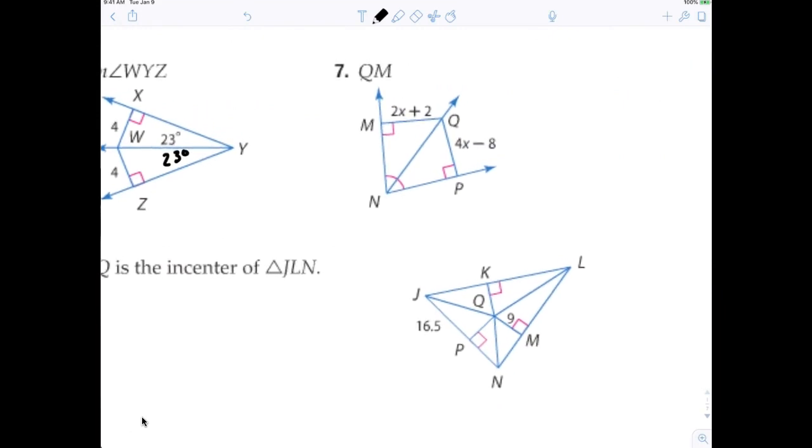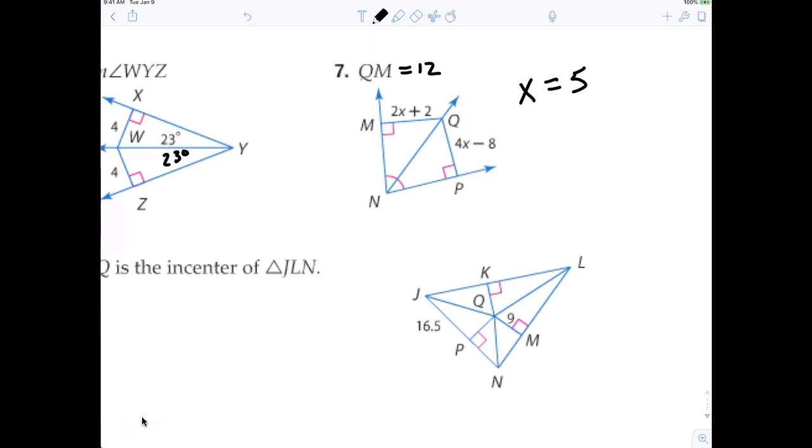All right, number 7. Again, it's the angle bisector. So if we solve this, we say x equals what, guys? I got x equals 5. And if x equals 5, then QM would be what? 12. QM would be 12.